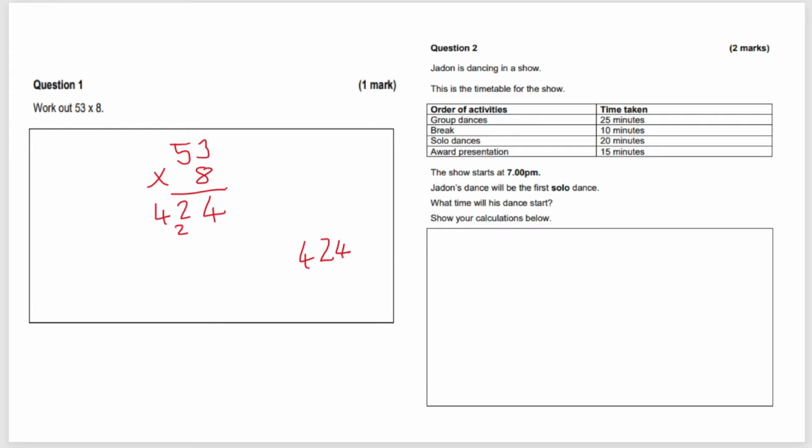Show your calculations below. So this is just an addition problem. We have to add up the minutes to find out what time Jaden will start his dance. So let's have a go at this. So we've got 25 plus 10 equals 35. So Jaden's dance will start 35 minutes after the start of the show, which is 7 p.m.